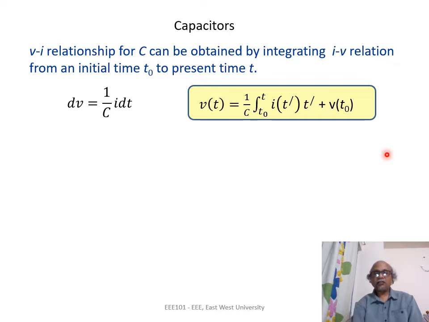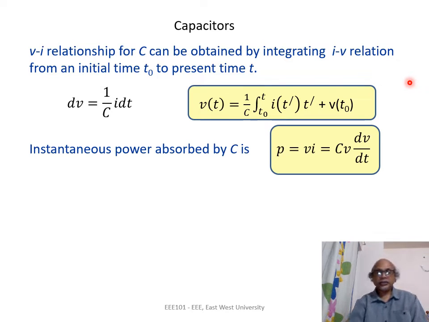V(t) is the voltage at time t, which we want to find out. V(t0) is the voltage across the capacitance at an earlier time t0. This t0 time is called the initial time, and V(t0) is called the initial value. In the integration, t is replaced by t prime because this is a definite integral, and t prime is the dummy variable of integration. The time t is the upper limit of the integral.